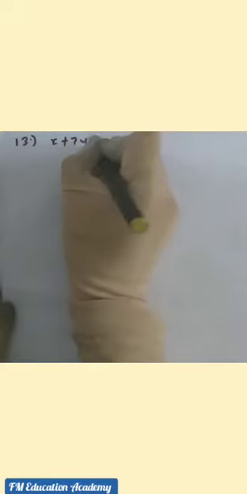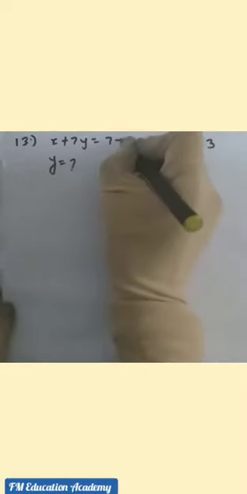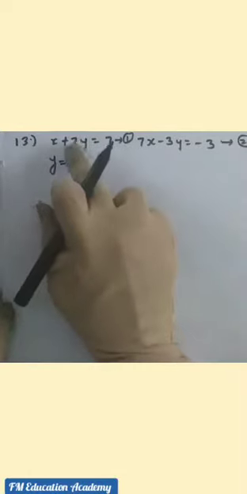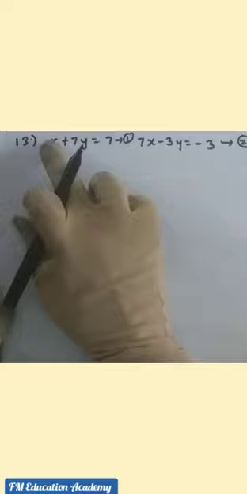First we'll write the equations. The equations given to us are x plus 7y is equal to 7 and 7x minus 3y is equal to minus 3, and it is asking us the value of y. Let this be equation 1 and this be equation 2. Since it is asking us the value of y, we are not changing the coefficients of the y variables. We will just change the x variable.